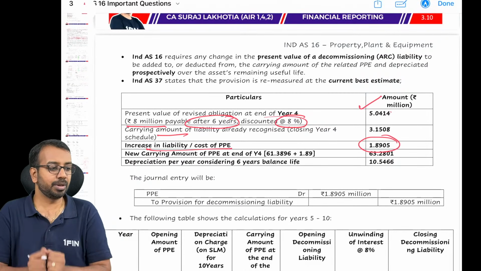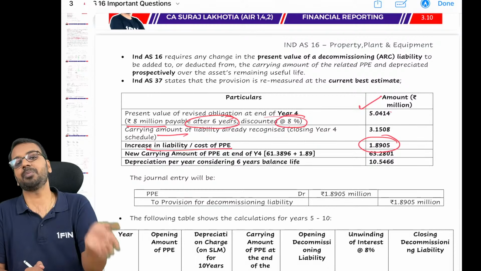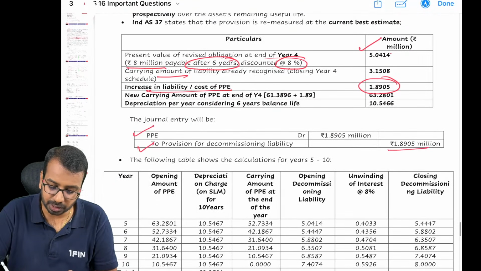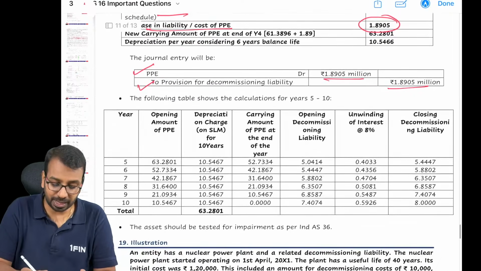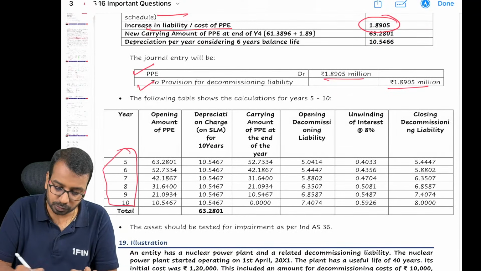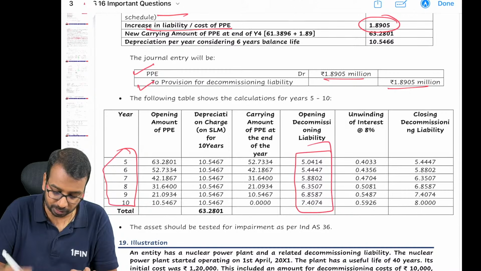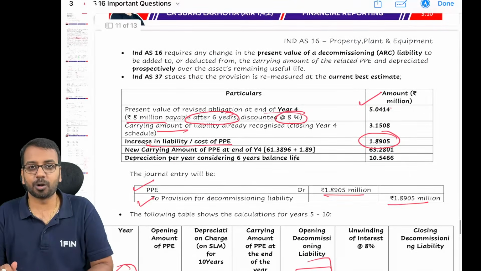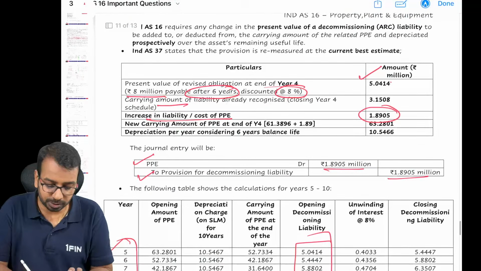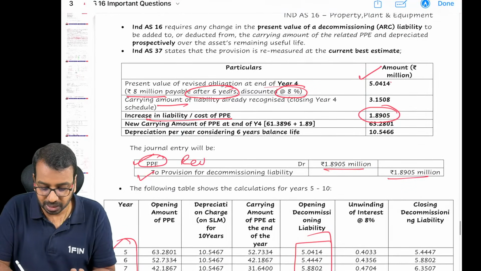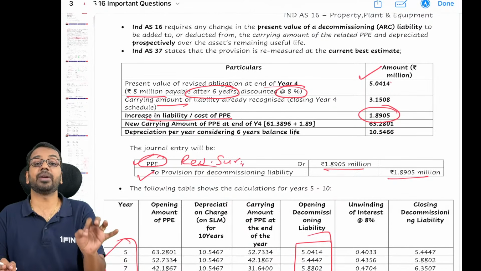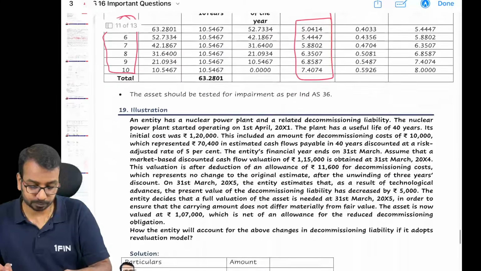I have to credit the liability. What will I debit? I will debit the PPE. So we'll debit the PPE account and credit the provision for decommissioning account. From that date onwards, the PPE calculation will also change and the decommissioning liability calculation will also change. Sir, what if the revaluation model was followed? If the revaluation model was followed, then PPE would not come into the picture. Revaluation surplus would come into the picture. It will be a change to the revaluation surplus.